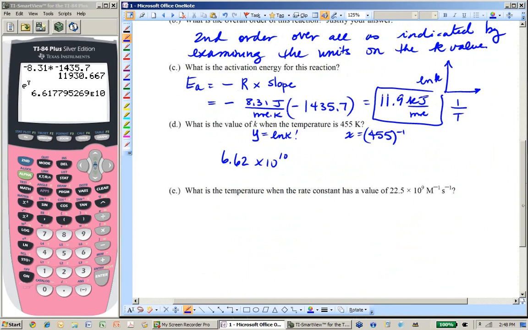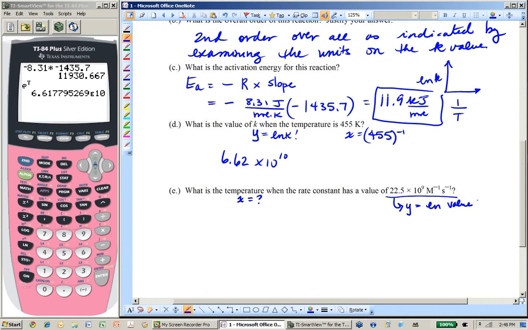So now we get to do it the other way, right? Now, what is the temperature? You ask yourself, x or y value. Looking for an x. Also realizing that when you get x, it's going to be a reciprocal of Kelvin. And then the rate constant has a value of this, so I need to realize that's a y, and I need to put it in as a natural log of the value.